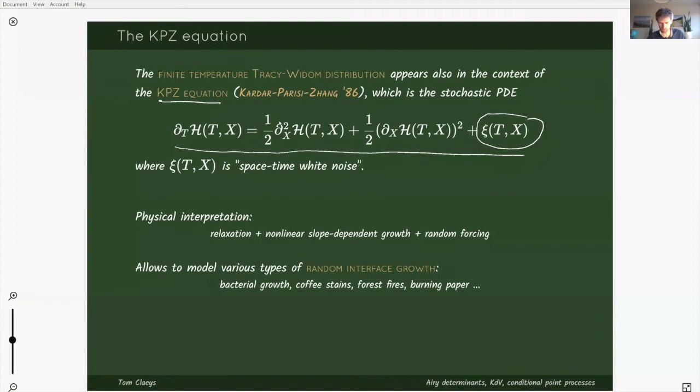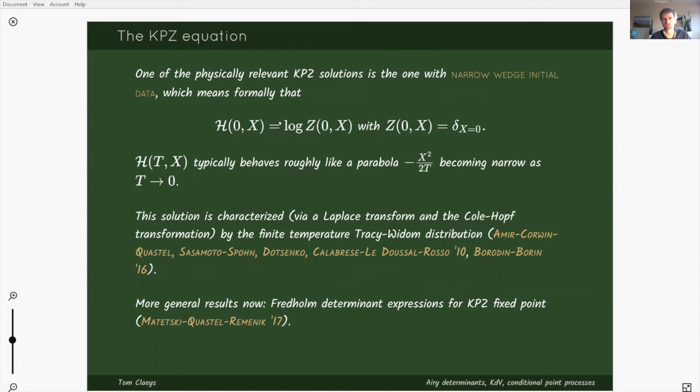So now what's the connection between the finite temperature Tracy-Widom distribution and this KPZ equation? Well, there are a number of physically relevant solutions to KPZ. And one of them is what is called the narrow wedge solution. This means formally, and again, I will not define rigorously what this means, that the initial data can be written as the logarithm of a delta function. Okay, this is quite abstract. There's a way to give a mathematical meaning to this.